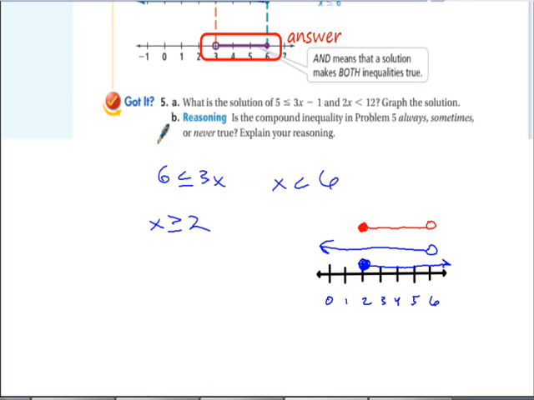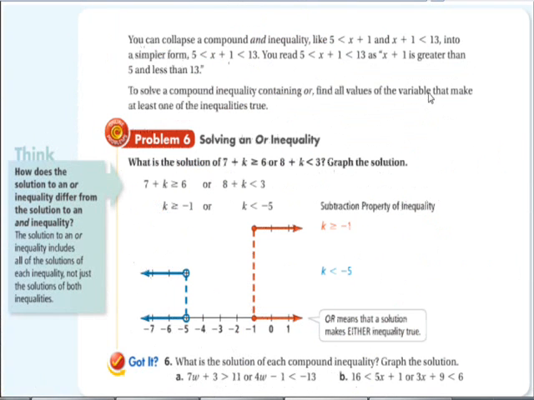All right. And then part B, is the compound inequality in problem 5 always, sometimes, or never true? And the answer there is sometimes, okay? It's sometimes, because it's true when x equals 5, and not true when x equals 7. So it's true when x equals 5, that's an equals, goodness gracious. That's an equals, and not true when x equals 7. So it's sometimes true.